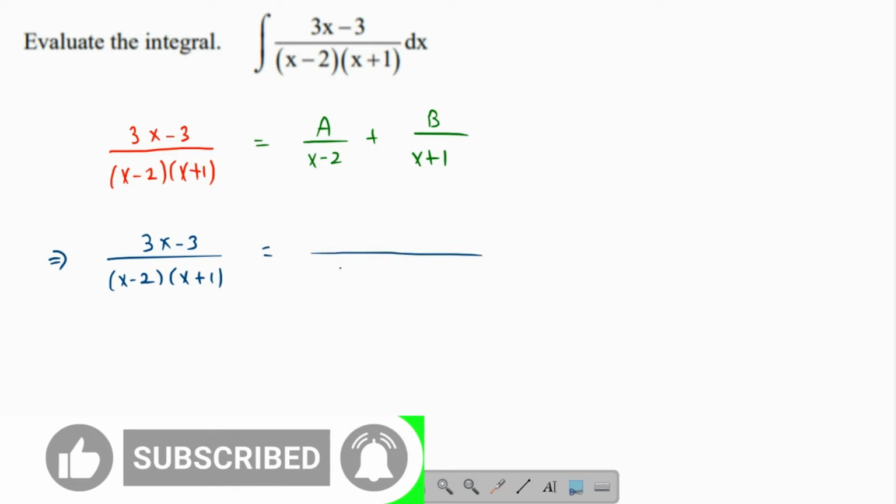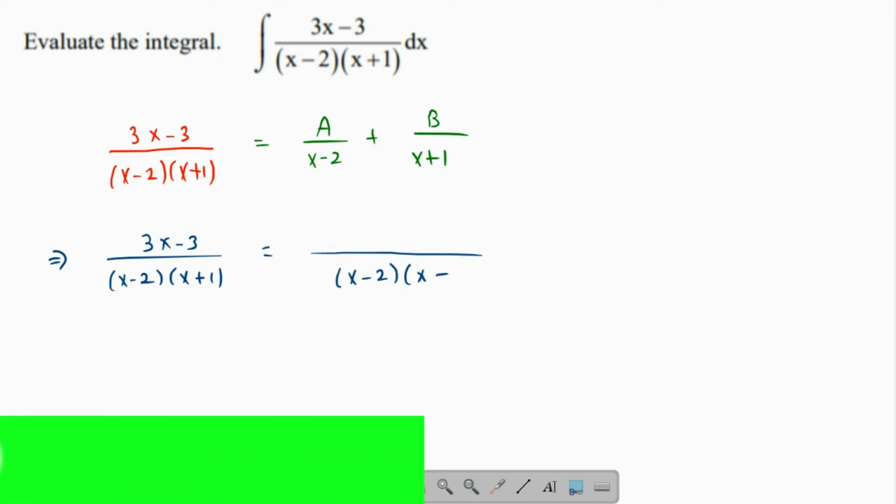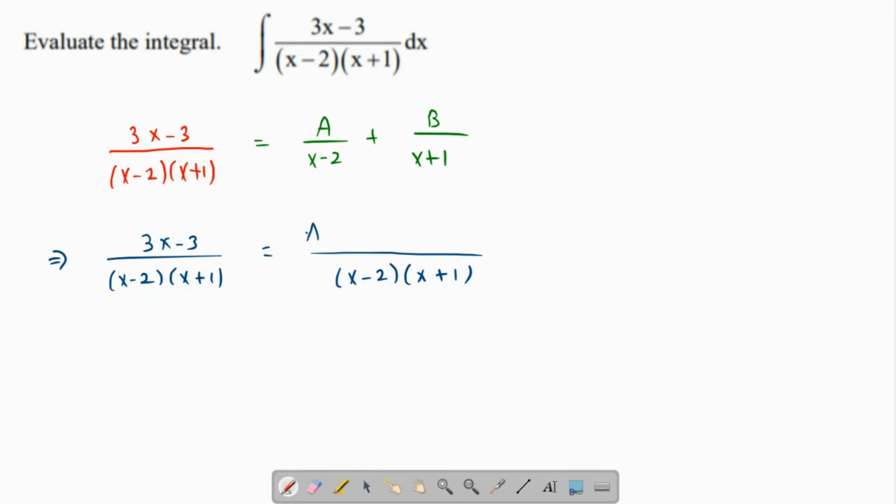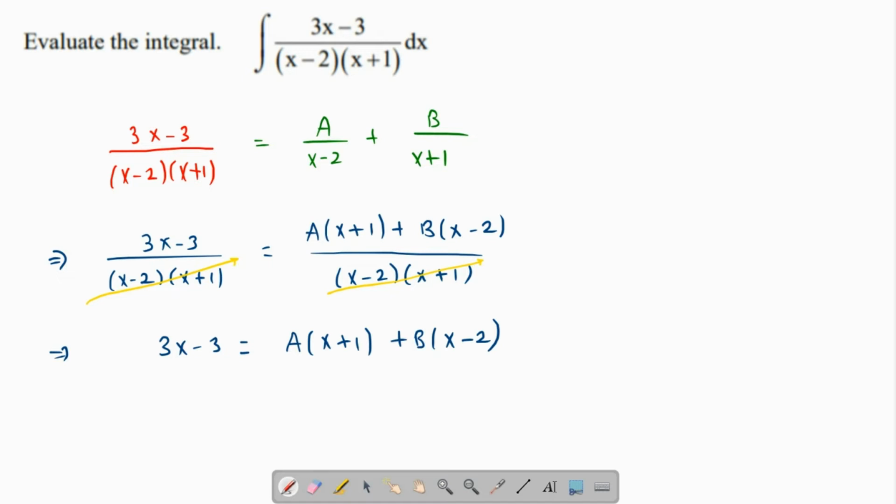This is going to be (x minus 2) times (x plus 1), and a will be multiplied with x plus 1, and b would be multiplied with x minus 2. So fortunately, these two get cancelled, and what we are left with is 3x minus 3 is equal to a times (x plus 1) plus b times (x minus 2). So we need to find the values of a and b now.